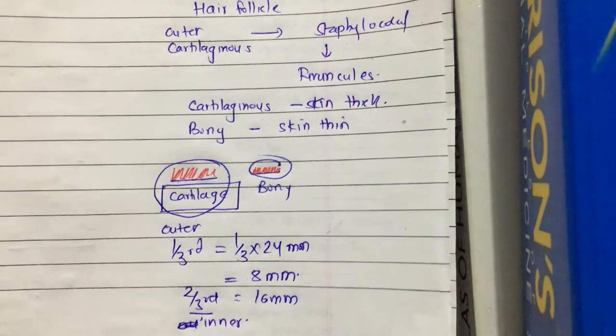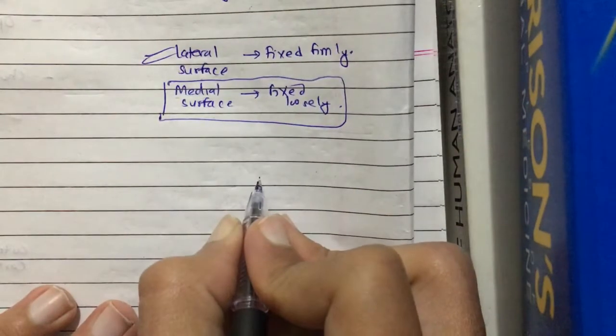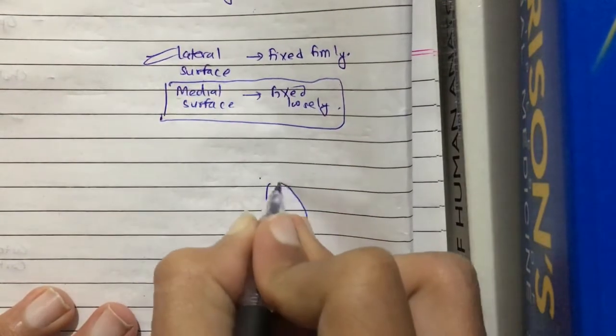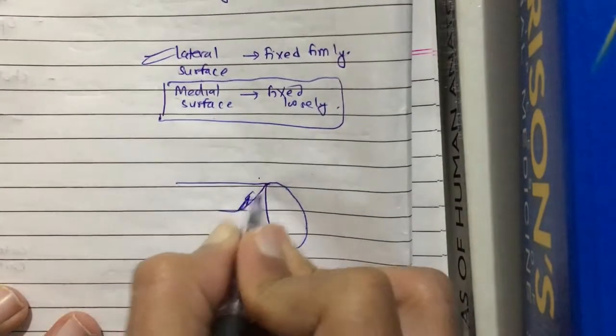In the inner bony part, 5 mm lateral to the tympanic membrane. This is the tympanic membrane, and this is the external auditory canal.